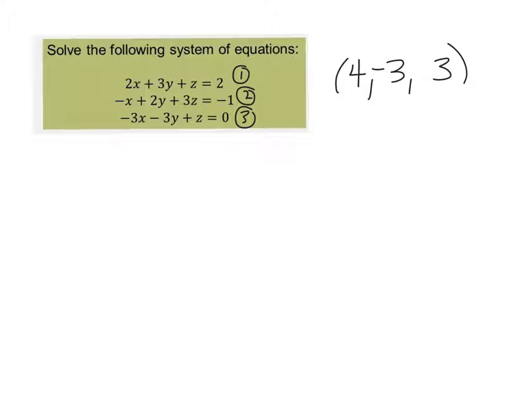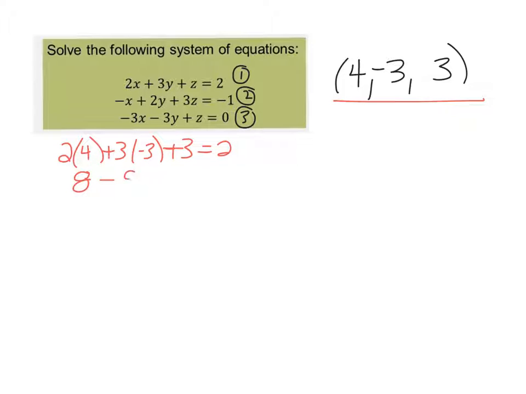Our final step is to make sure that the solution we have found is in fact a solution for all equations. So we have to substitute it into all equations to make sure that it fits. So 2 times 4 plus 3 times negative 3 plus 3, and we're going to test and see if that's equal to 2. So that would be 8 minus 9 plus 3 equal to 2, negative 1 plus 3, and that would give us 2 equal to 2. Fits in the first equation.